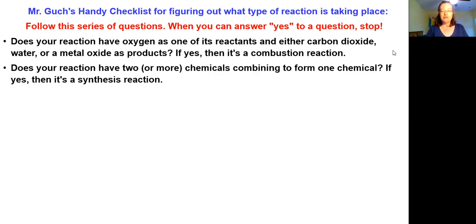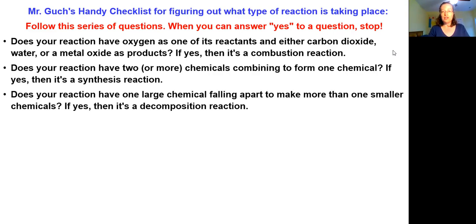Does your reaction have two or more chemicals combining to form one chemical? If yes, then it's a synthesis reaction. Why, yes, nitrogen plus hydrogen. That's a plus sign. There's two reactants forming only ammonia, one product. That tells me that that is a synthesis reaction. But let's say we had another example and we said no. Well, then we'd go to the next one.